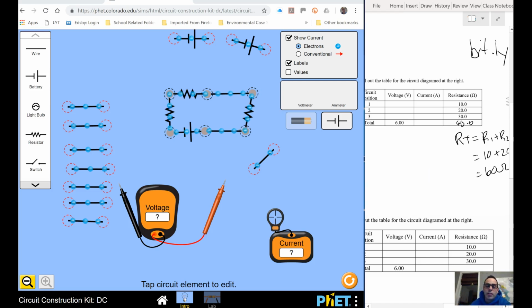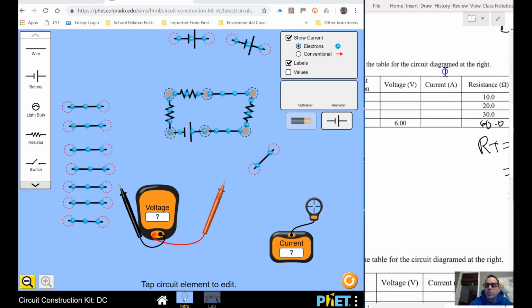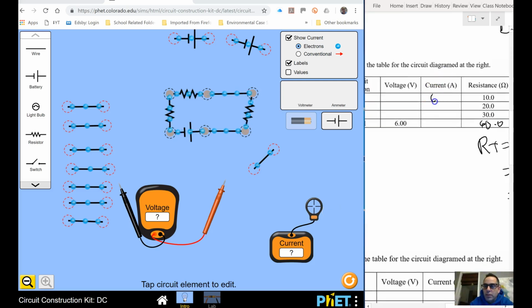One thing I can do right now really easily is look at the current flowing through the circuit. So I've got 0.1 amps there, 0.1 amps there. Because it's a series circuit, it's always the same amount of current, 0.1 amps. So I can go ahead and put that in my current. So I've got that many amps going through the circuit the whole time.